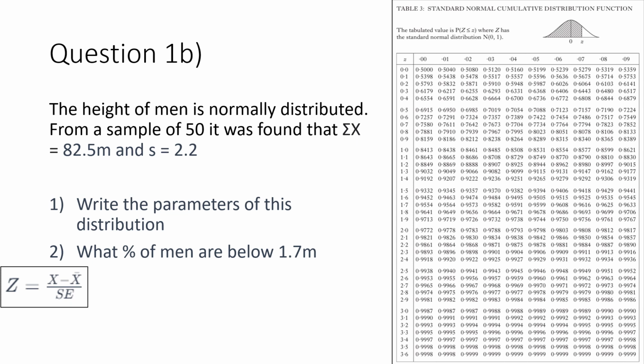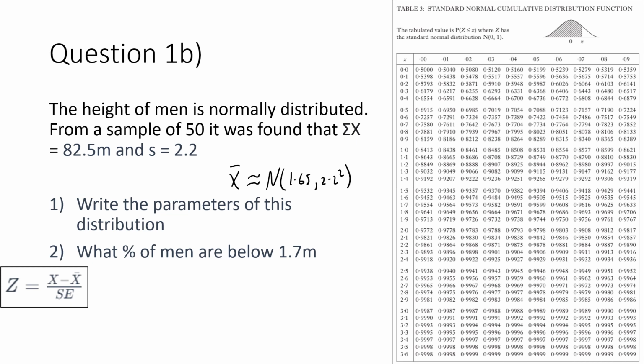So we have to make sure that we're writing x bar, and then these squiggly lines which show that it's roughly similar. And then we do 1.65 and 2.2 squared, because the variance goes there, so it's sample standard deviation squared. What percentage of men are below 1.7 meters?